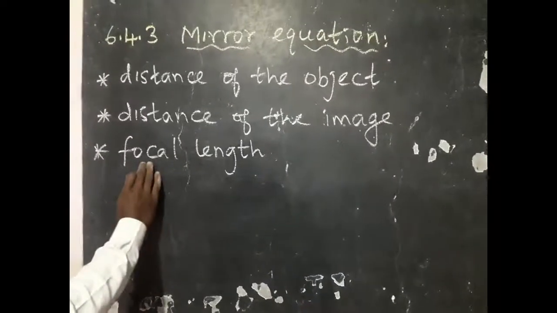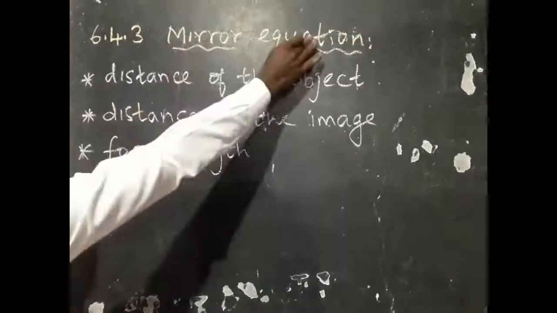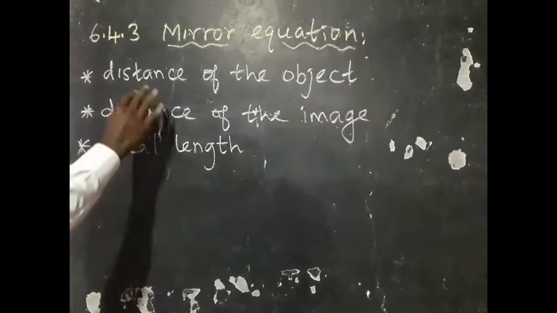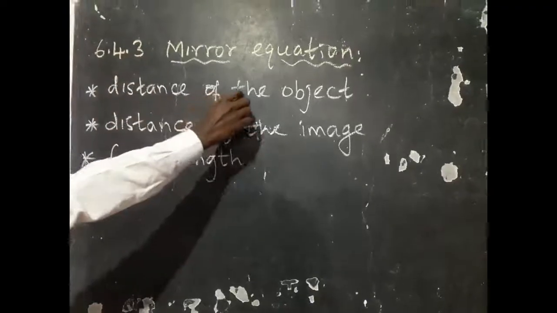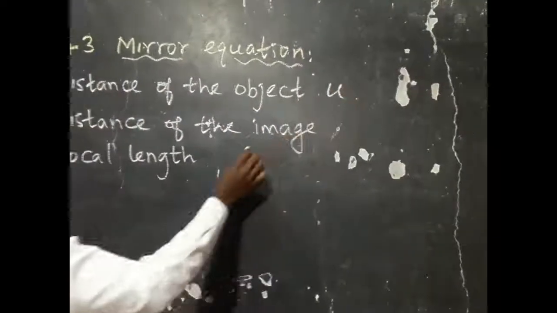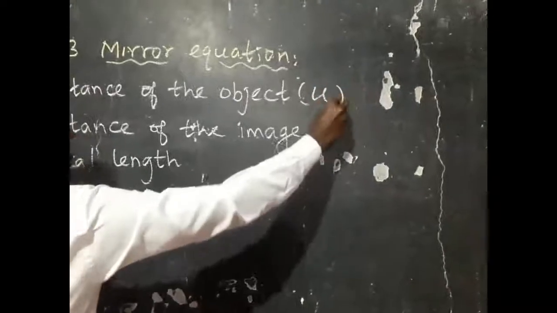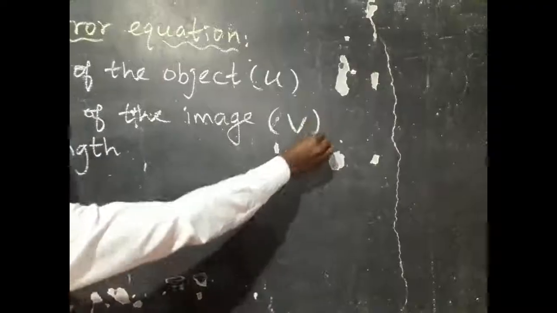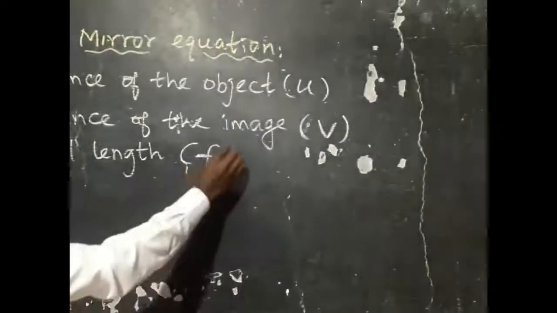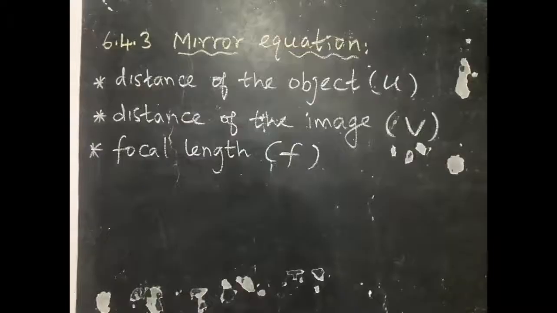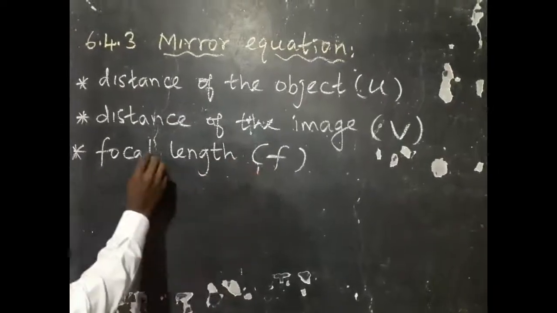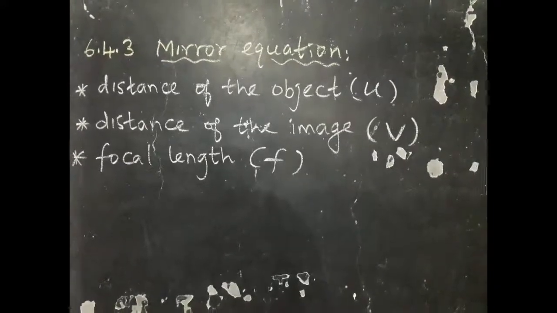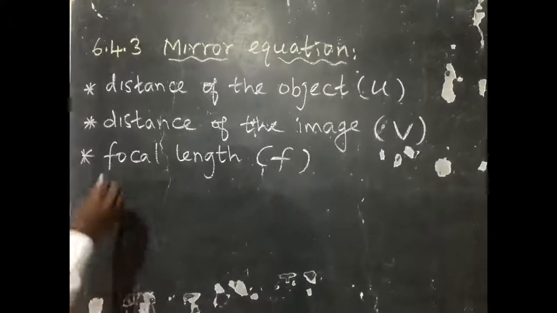Hi dear students, in this session we are going to study about the mirror equation. The mirror equation is the expression relating the distance of the object u, the distance of the image, which is v, and the focal length, which we represent as f. These are related by the spherical mirror expression, which is called the mirror equation.